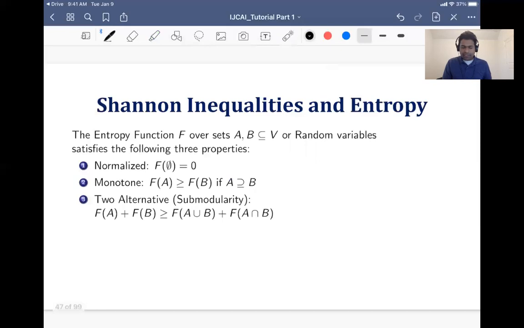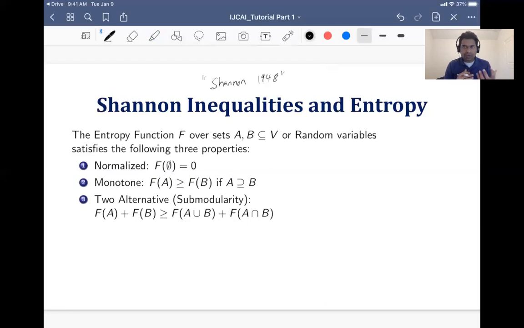So it turns out that in the early days, Shannon, I think in his 1948 paper or maybe sometime later, actually studied the inequalities captured by entropy. And he said that there are three fundamental properties of entropy. One is that it's normalized, so the entropy of the empty set, where there are no random variables, is zero. It's monotone, so as you add more random variables, the entropy only increases.